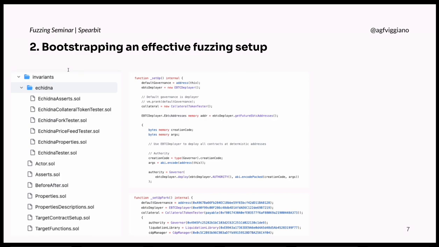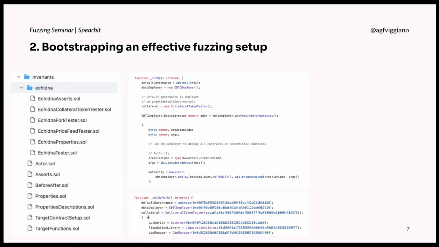And we were always mindful of trying to reuse the same contracts between Foundry and Echidna. I'll show later how we did it. But what we did is basically have a generic setup function that would deploy everything. So we deploy the governance contract, the access control contracts, and a bunch of other contracts.